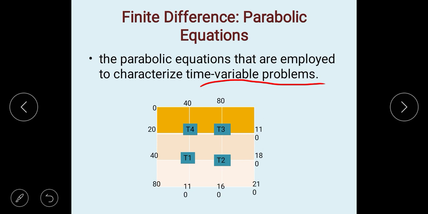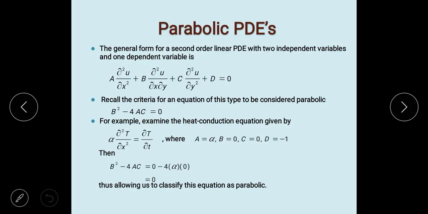In parabolic equations, one thing is important: time. They are all time dependent. You can find out after a lapse of time what is the temperature at these grid points. That we are going to discuss in the next video.